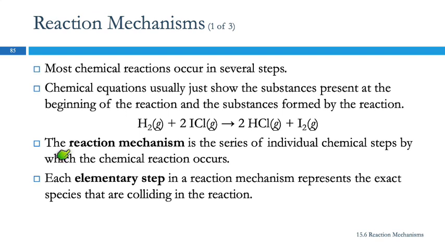The reaction mechanism is the series of individual chemical steps. And so we can write a chemical reaction for each individual step. Those individual steps are called elementary steps, and those represent the exact things that are colliding in the reaction.